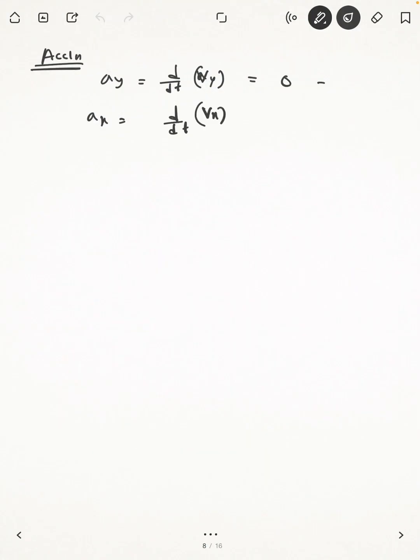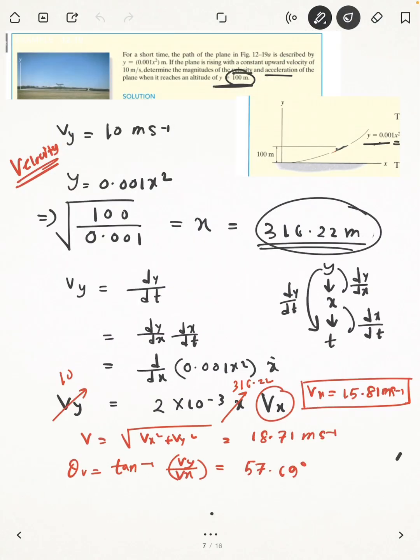I do not need to do that. We're going to find the ax in a different way. So we are given what? Vy as 2 into 10 to the power minus 3 times vx. I'm just writing this equation.